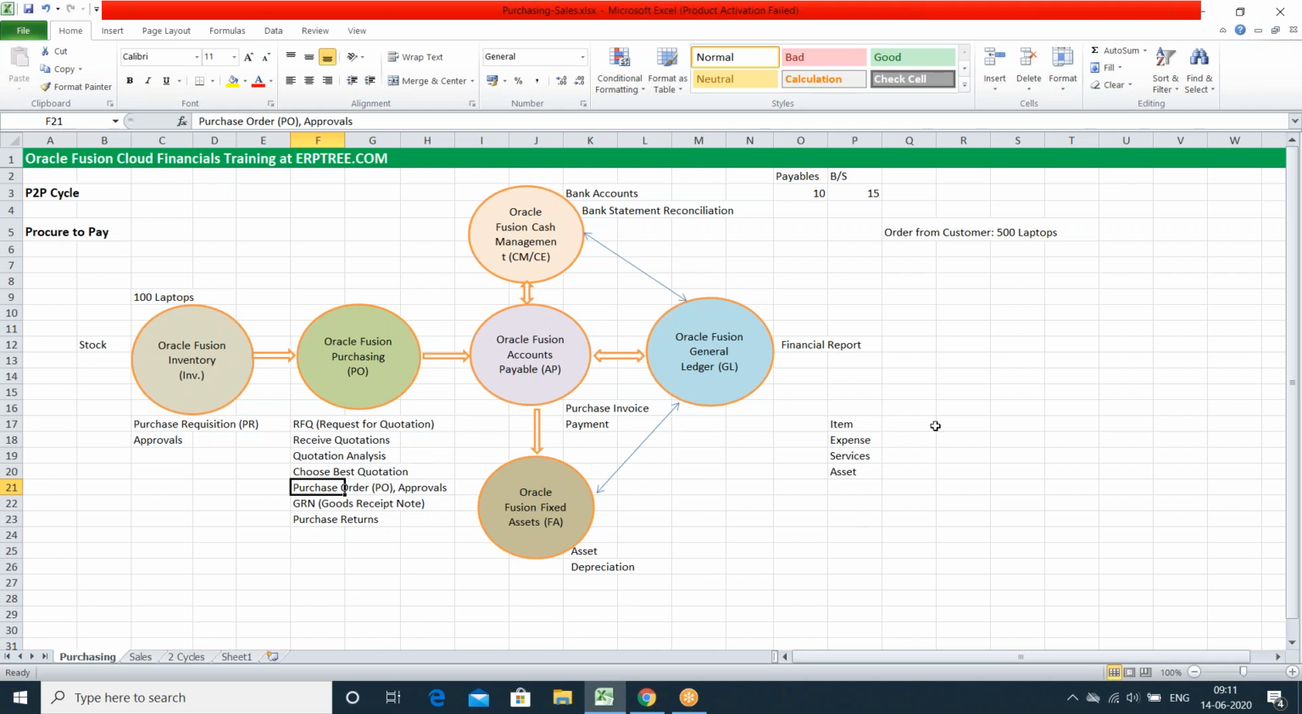Any questions, please? Lakshman, what is the difference between the ERP P2P flow and the Fusion or Cloud P2P flow? No difference. P2P is P2P anywhere. P2P means the process to procure and to pay, the process organizations follow; that is the P2P cycle. It can be any application. No difference. Any questions, please?